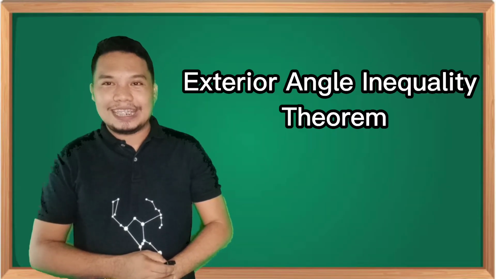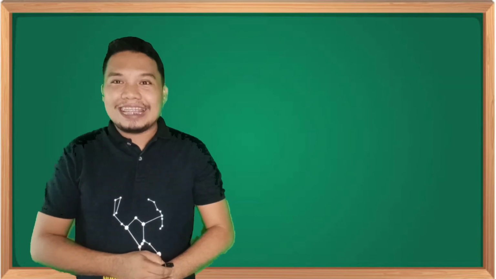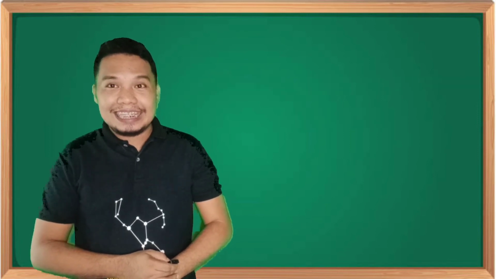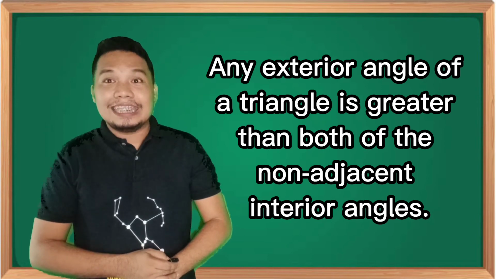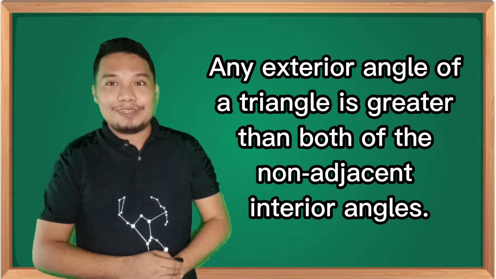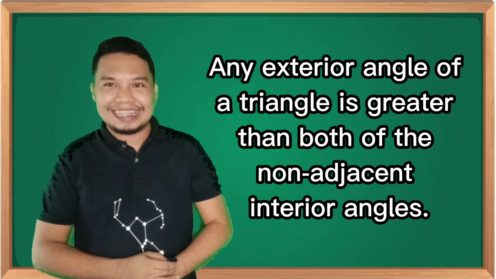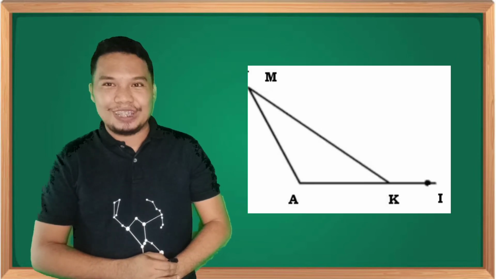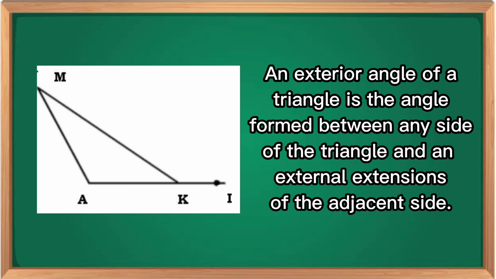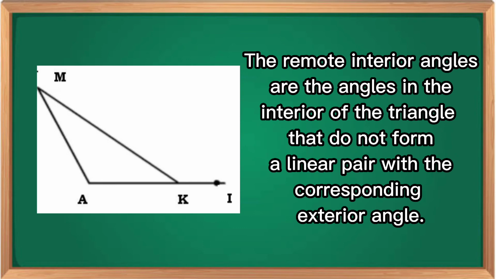Exterior angle inequality theorem. Exterior angle inequality theorem states that any exterior angle is greater than both of the non-adjacent interior angles. Now consider this example. An exterior angle of a triangle is the angle formed between any side of the triangle and an external extension of the adjacent side. The remote interior angles are the angles in the interior of the triangle that do not form a linear pair with the corresponding exterior angle.